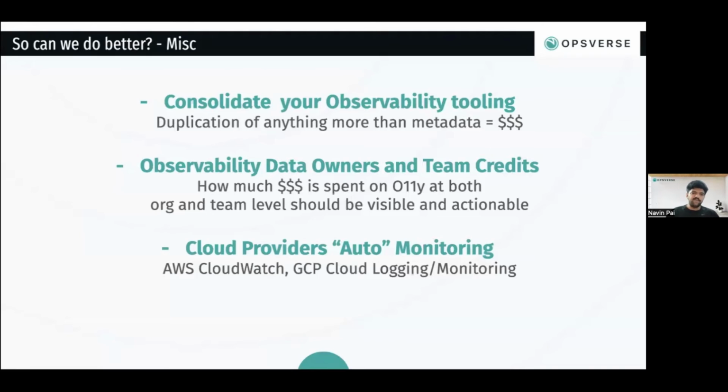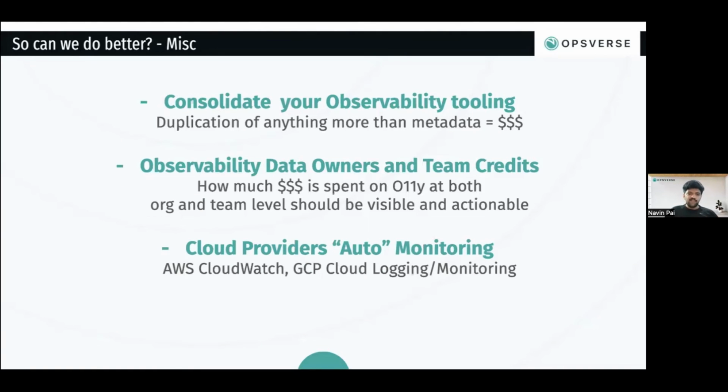So it's super important for you to consolidate your observability tooling and understand where exactly your data is flowing, right? And something that helps with that, which we've recently been experimenting with internally, as well as seen more organizations do, is having observability data owners and team credits, right? What this means is that every team, for example, has a certain amount of credit on how much data they can send to the observability system, right? So let's say you say, hey, you can send 500 gigs of data to the observability system. And maybe at a very simple level, if we talk about just ingestion.